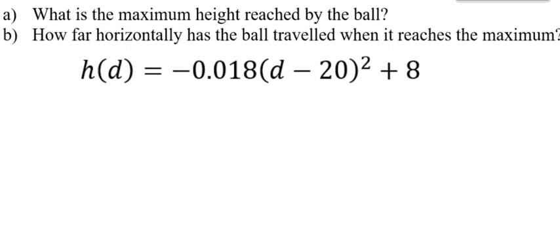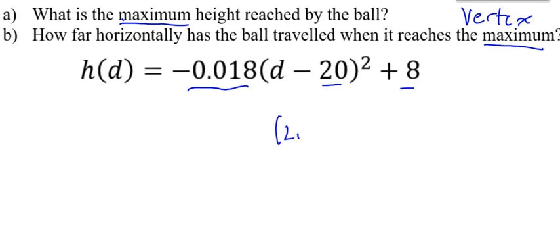So let's do the math. A and B, remember, we're both asking about the maximum, and the maximum means that we're finding the vertex. And when I look at this equation, it's given to me in vertex form. So there's a, and then this must be h and k. So the vertex is (20, 8). It's staring me in the face.